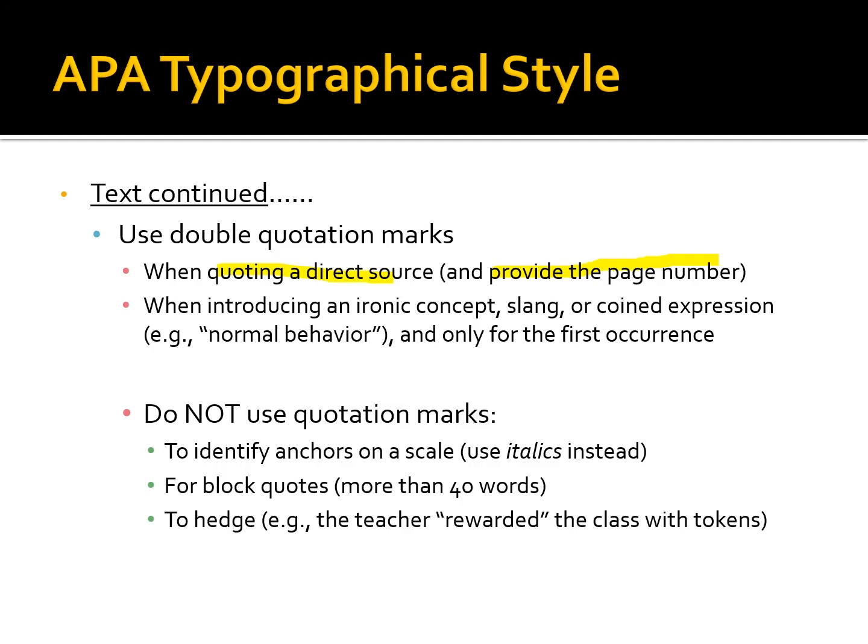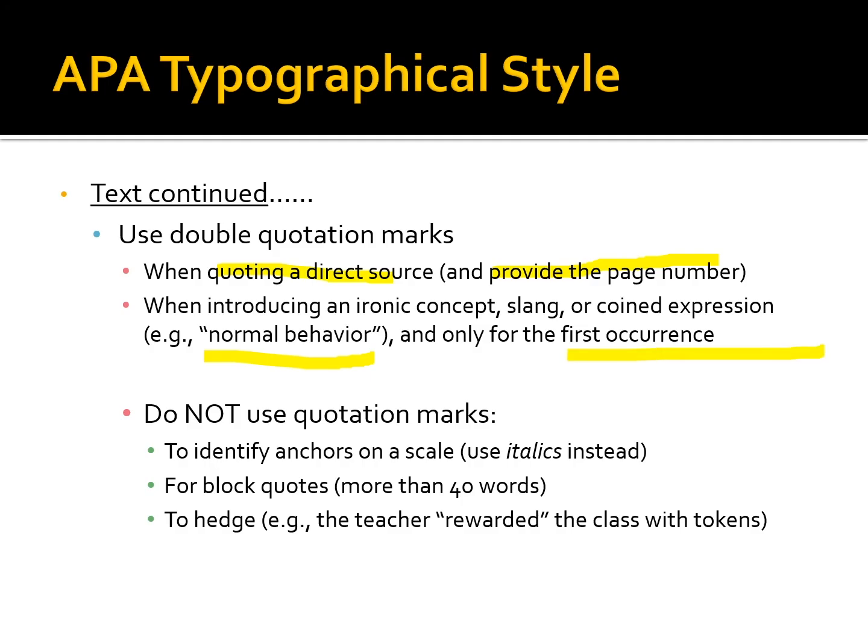What about quotation marks? So when do you use double quotation marks? You use double quotation marks when you're quoting a direct source. As I said before, you need to provide page numbers for the direct source, and you should only do this when you're trying to make a point or for some kind of effect. Direct quotes should be used sparingly, but when they are used, you use double quotation marks.